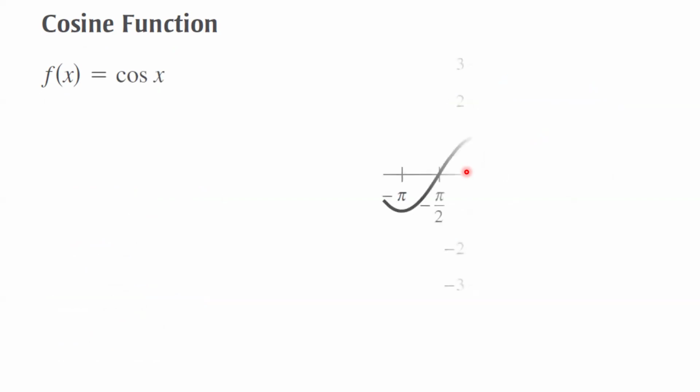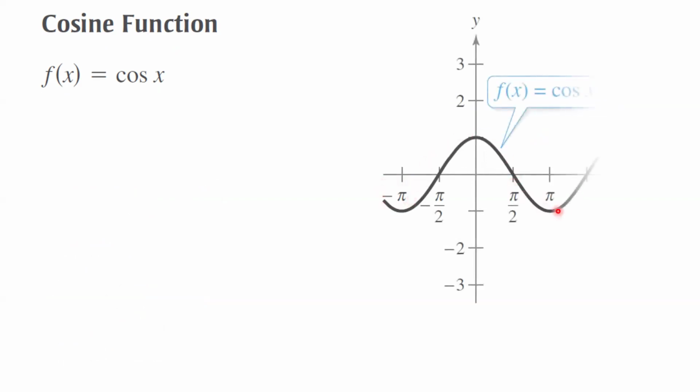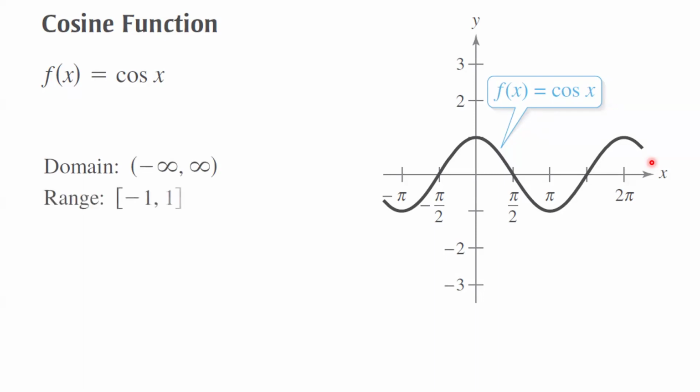The next function is the cosine function. f of x is equal to cosine of x. The same behavior as we saw for sine happens for cosine. The function oscillates and keeps repeating itself. So the domain of the function is negative infinity to positive infinity. The range is between -1 and 1 inclusive. The period, the same as sine, is 2 pi.